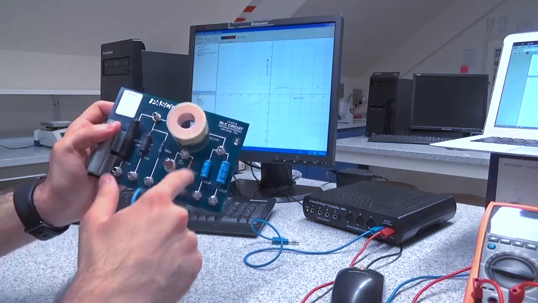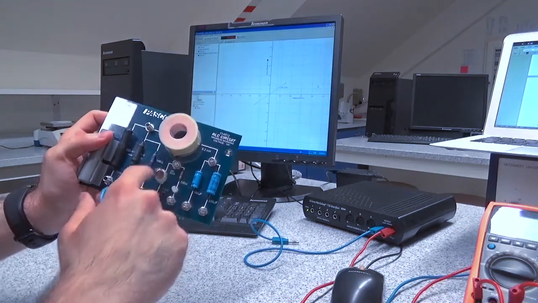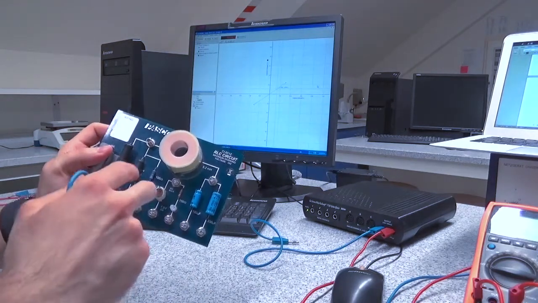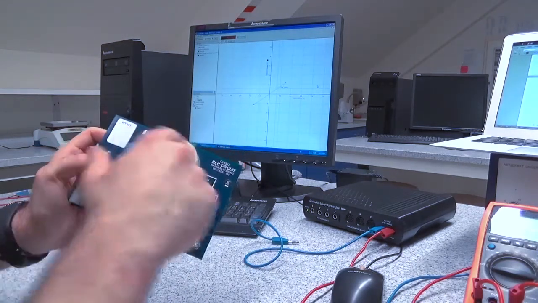However, if we look over here, we can clearly see that that connection is actually isolated from the outer connection. So we don't have any connection between the light bulb and that outer circuit.